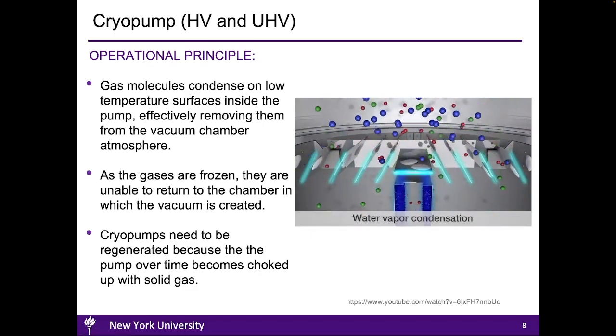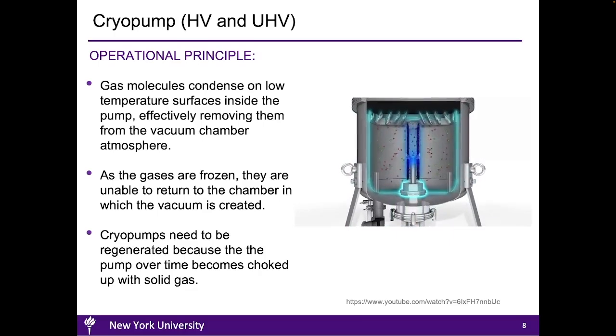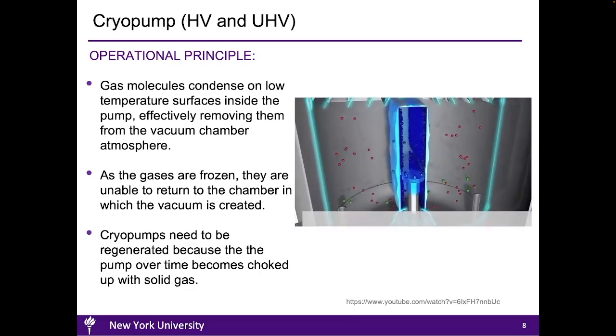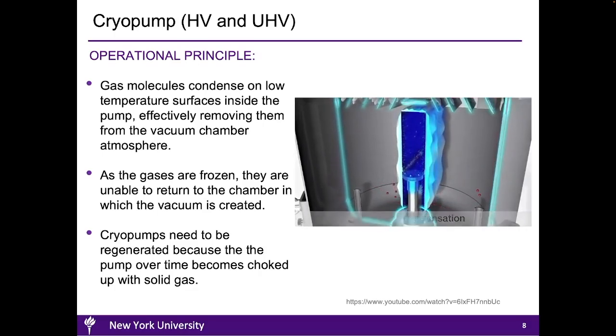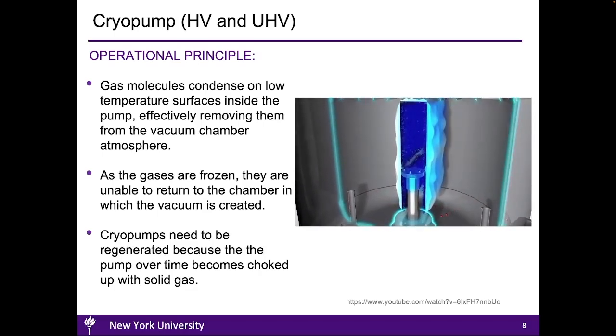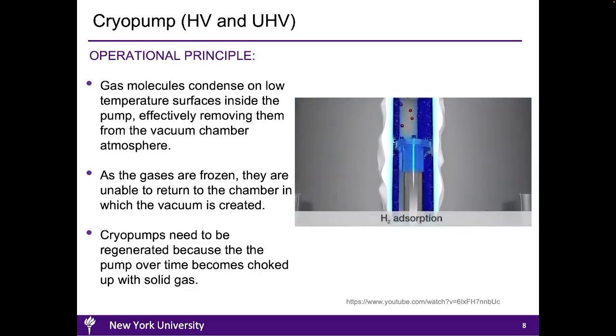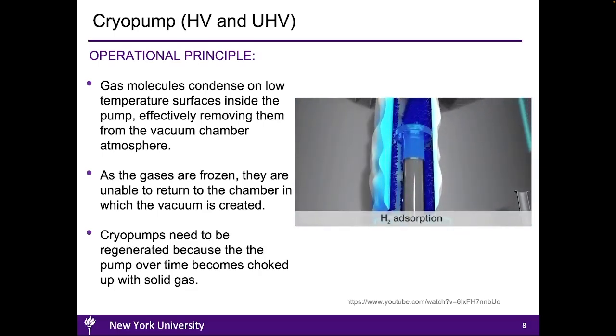As the gas molecules are frozen, they are unable to return to the process chamber. However, the inner components have a limited surface area. Accordingly, these surface areas become fully covered by the frozen gas molecules over time. As a result, the cryopump begins to lose its efficacy in evacuating the process chambers. To remedy this issue, the cryopump is warmed up to room temperature through a process called regeneration.